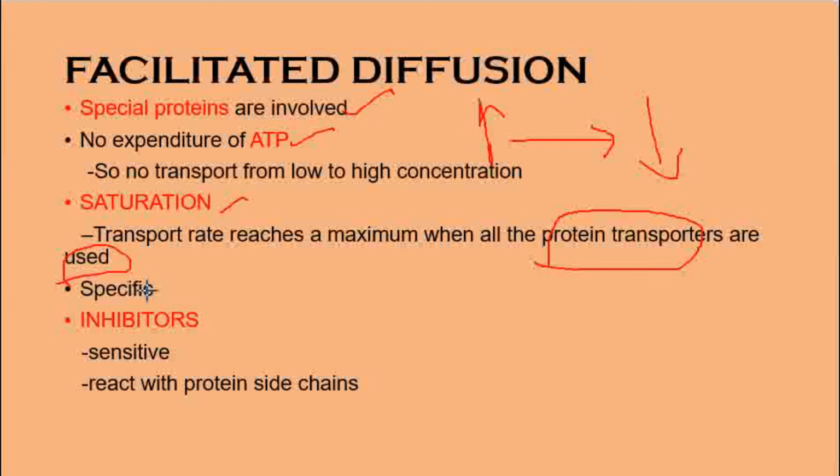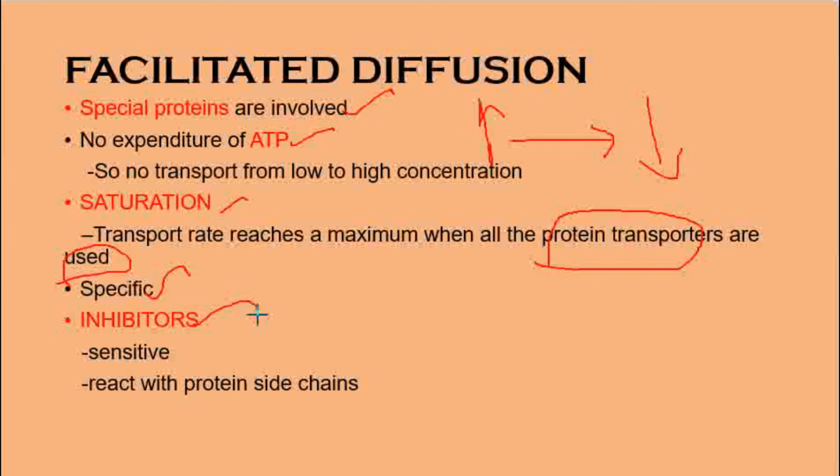And also this facilitated diffusion, it is specific. So selected substances get diffused. So this diffusion is specific. And also there are inhibitors. So in the diffusion there are inhibitors.